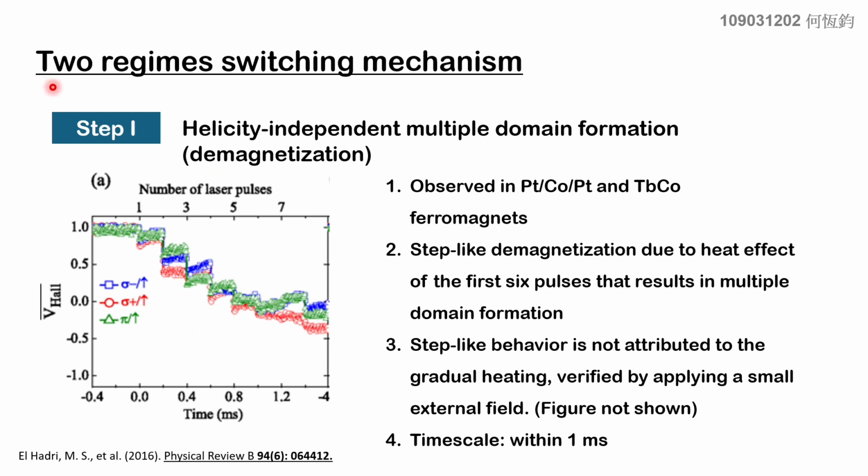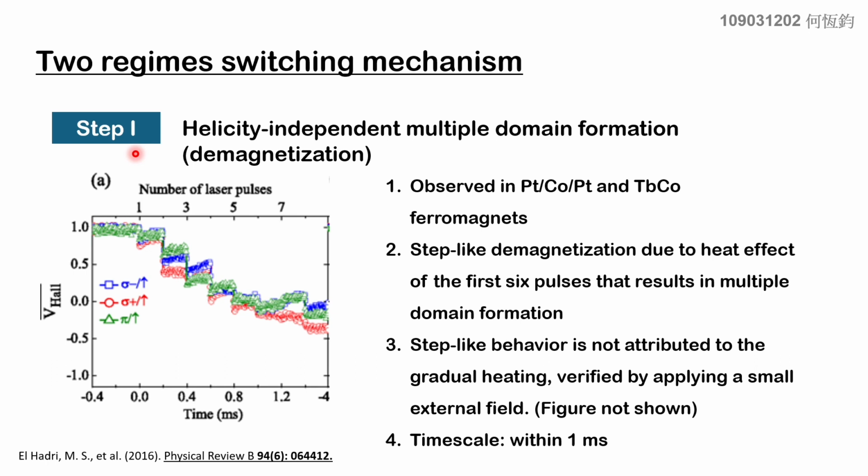Next we have the two regime switching mechanism, which is observed mainly in ferromagnets like the platinum cobalt system and the terbium cobalt system. Just like its name, the two regime switching mechanism is composed of two steps to achieve switching, which are a helicity independent multiple domain formation followed by a helicity dependent remagnetization. Let's take a look at step 1, helicity independent multiple domain formation, first.